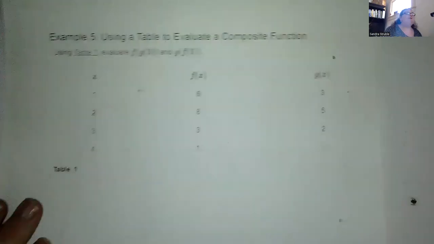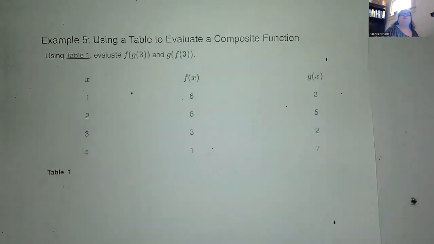All right. Let's move to example 5, using a table to evaluate a composite function. Okay, so we're going to evaluate f of g of 3. This is a puzzle. That is the best way I can describe it. And whether you like puzzles or not, I'm going to use that analogy because you have to do a treasure hunt to find out what these darn things are. And it's kind of fun.